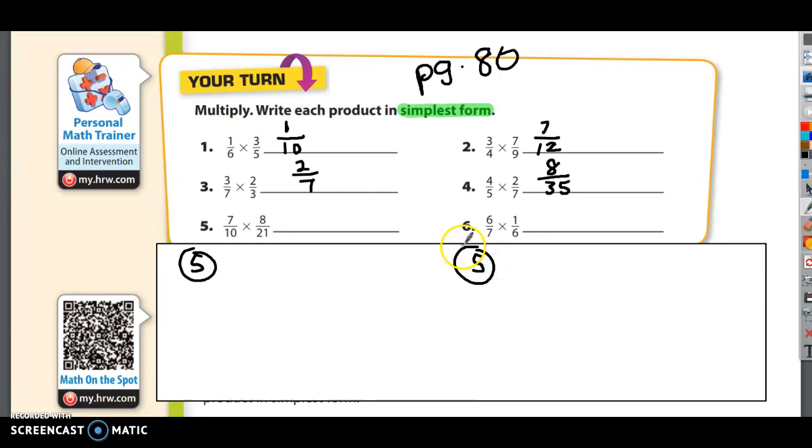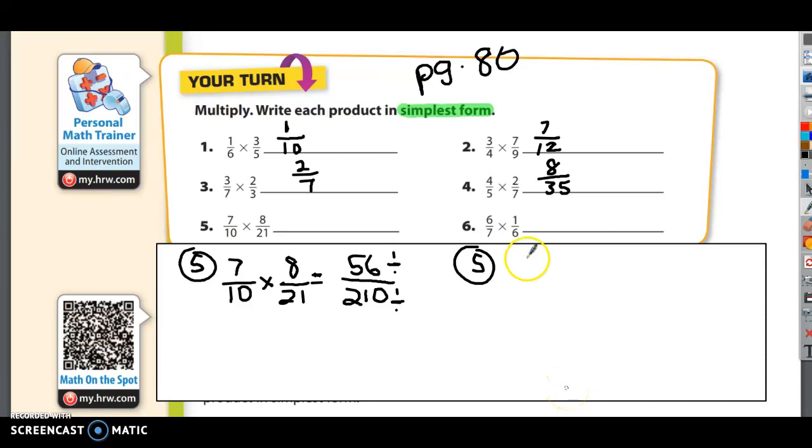If you do number 5 this way, 7/10 times 8/21. 7 times 8 is 56, and 10 times 21 is 210, that's kind of right, but it needs to be simplified. Let me show you what you could have done for number 5. So we need to simplify. We're not even sure what to simplify by, though, is the problem. Let's go check out number 5.